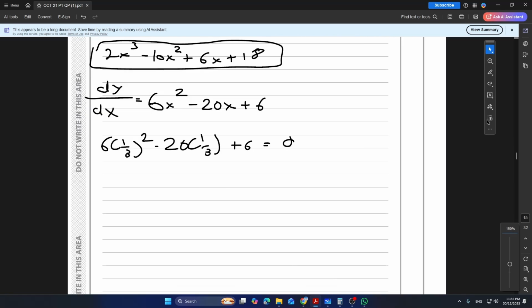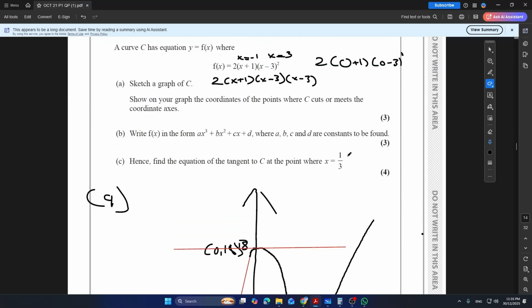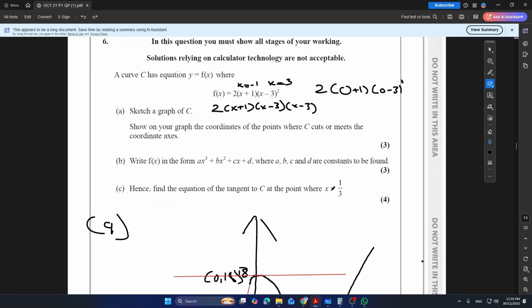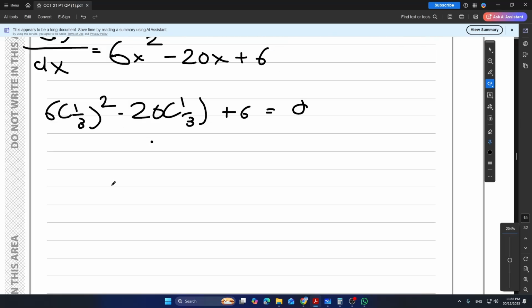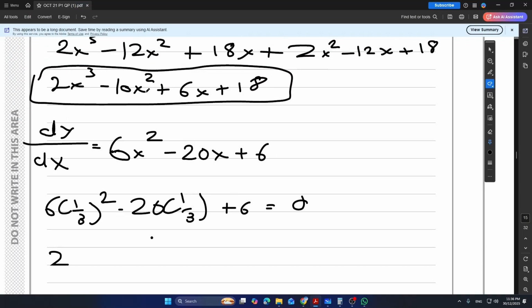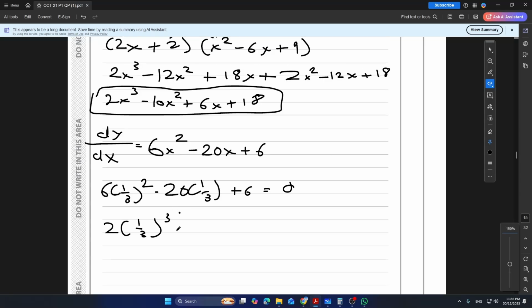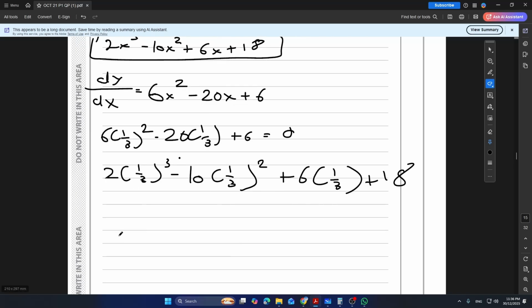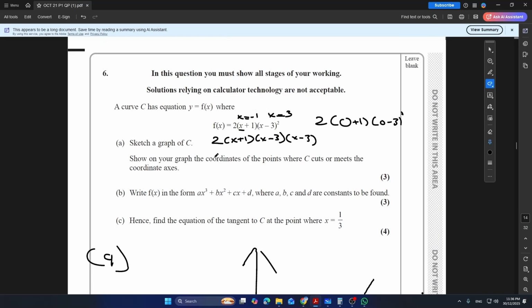So all we have to do is one more thing. All we need to do is substitute this x coordinate, 1 over 3, because there's no gradient. We substitute it into the equation, the same one: 2 times 1 over 3 cubed minus 10 times 1 over 3 squared plus 6 times 1 over 3 plus 18, and this is going to give us y. So if I substitute it, let's see what the answer will be.